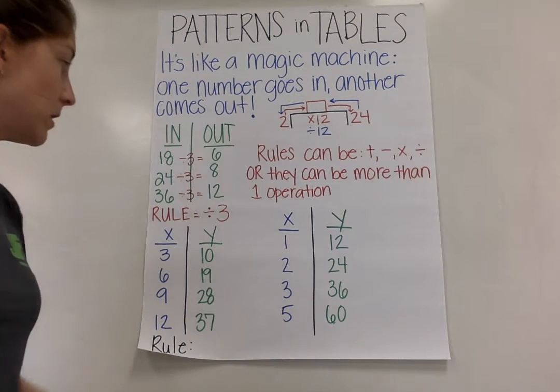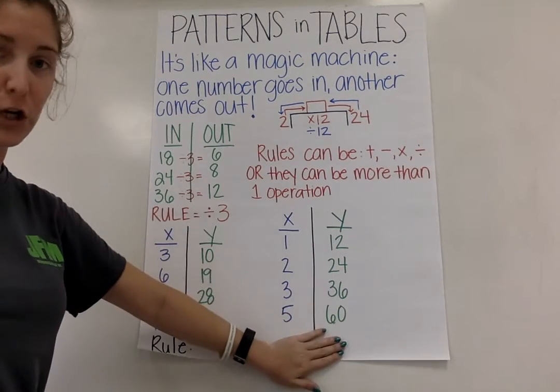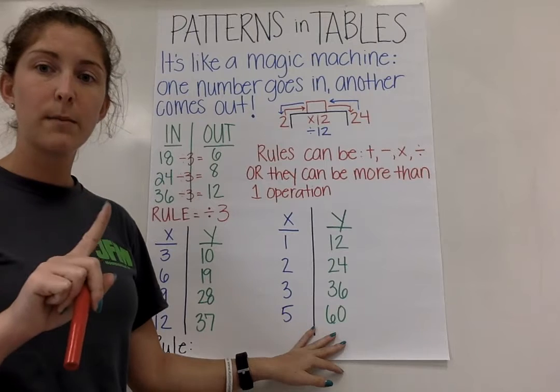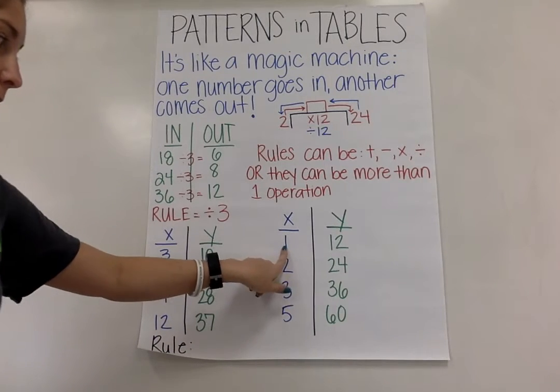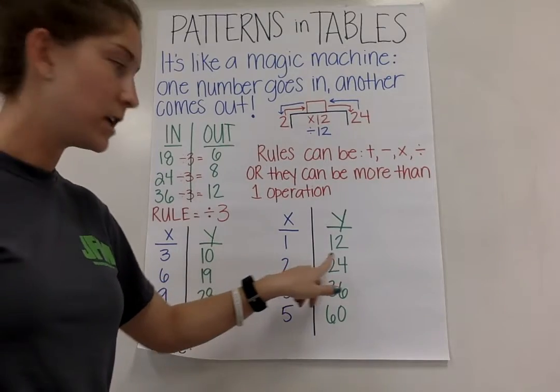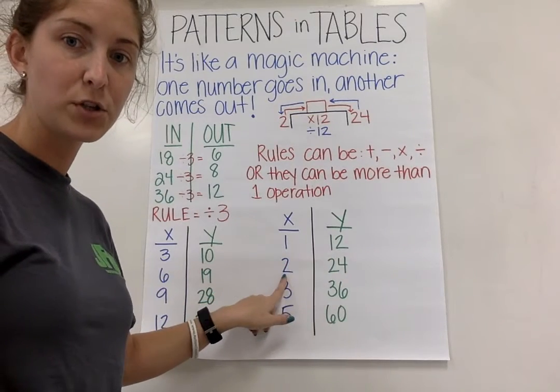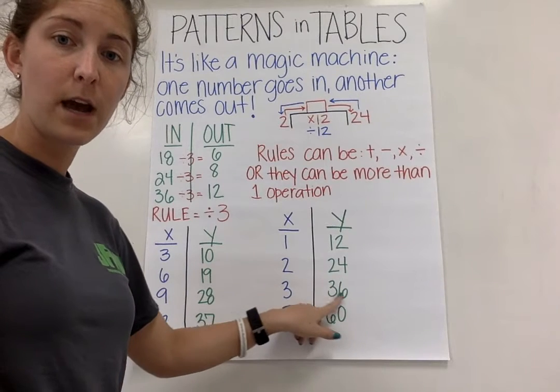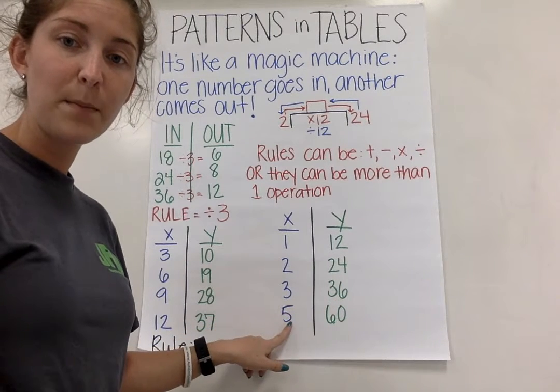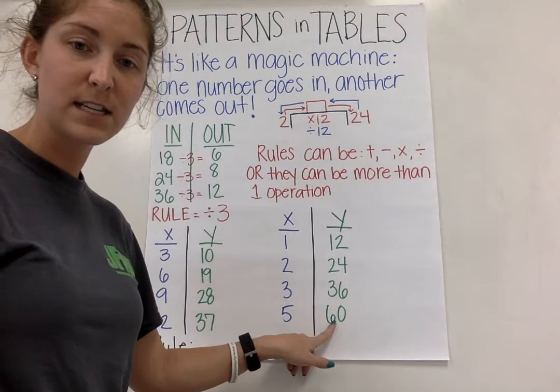So if you look at this table right here first, we're still just talking about one rule. We look at our X, and you put 1 in, you get 12 out. I put 2 in, I get 24 out. I put 3 in, I get 36 out. And I put 5 in, I get 60 out.